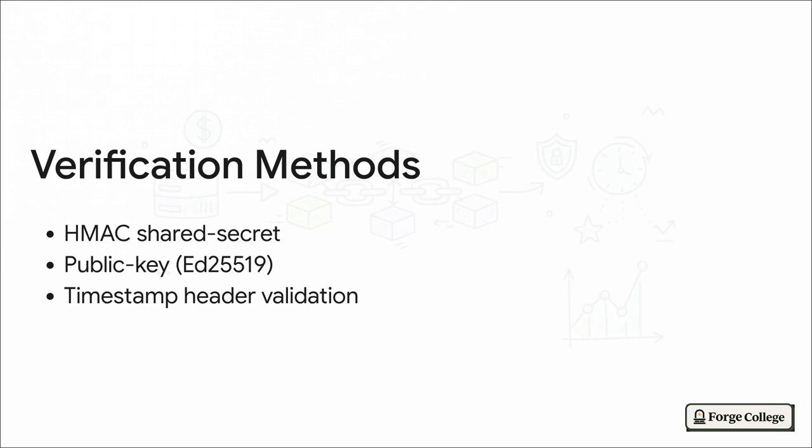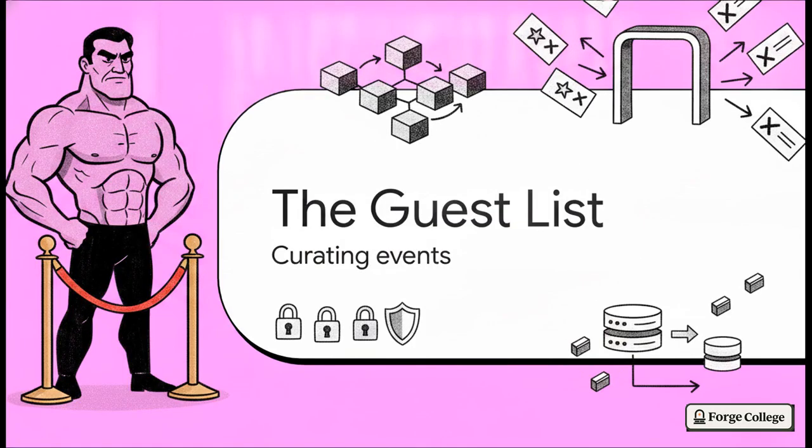If an event timestamp looks even a little bit too old, it tosses it out. This completely shuts down replay attacks, where a hacker tries to spam the exact same valid transaction over and over to trick your system. Section 4, the guest list.